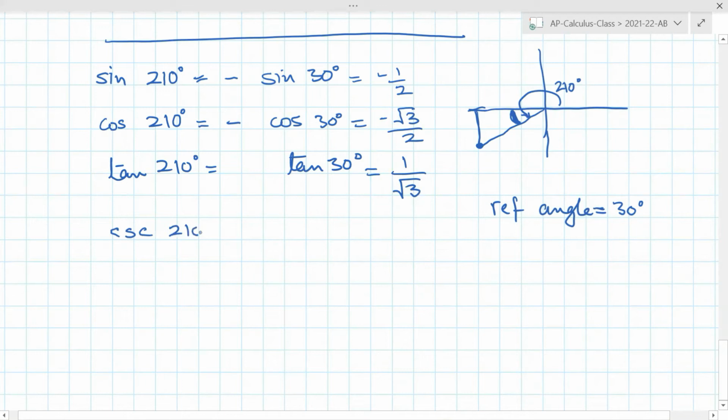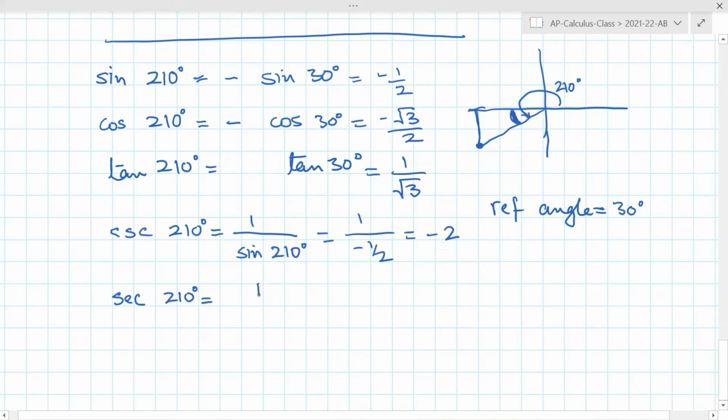And what is cosecant 210 degrees? So cosecant is 1 over sine 210 degrees, which we know is negative 1 half. So 1 over negative 1 half is negative 2. And secant 210 degrees is 1 over cosine 210, which is 1 over negative root 3 over 2, which is negative 2 over root 3.